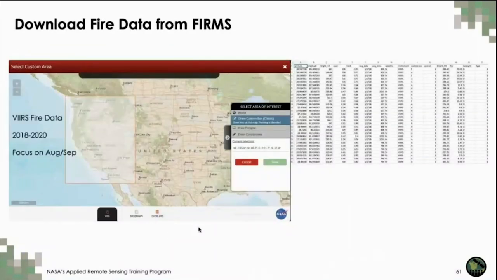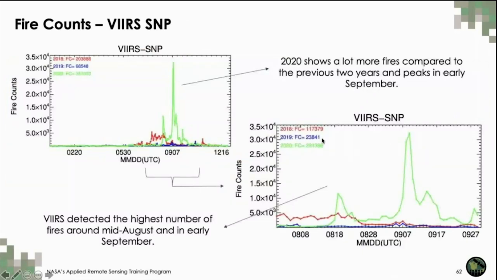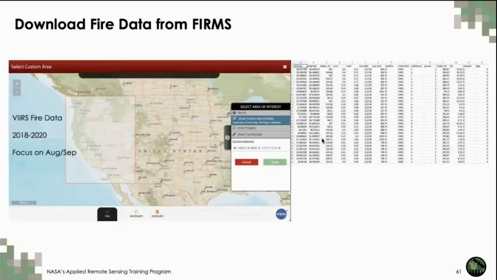Another thing which we are going to use is the data which we downloaded from FIRMS. I showed you an example of how to do that. This is just an example of the CSV file. I drew a box around the Western US and chose the data from 2018 to 2020, August and September months, and you get this Excel-type spreadsheet file. I used that data to make a time series of fire count. I took the data and calculated the number of fires, which I showed earlier how to do, and made a time series. You can do this in Excel or in other coding languages. I did it using a coding language, but you can also draw this in Excel.